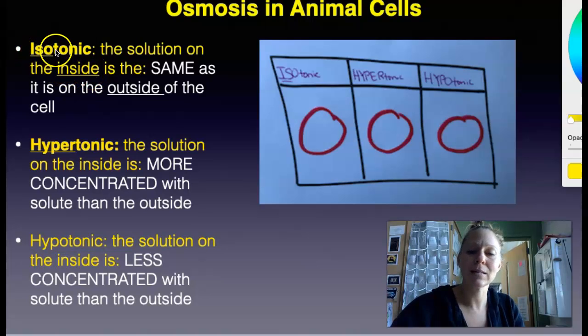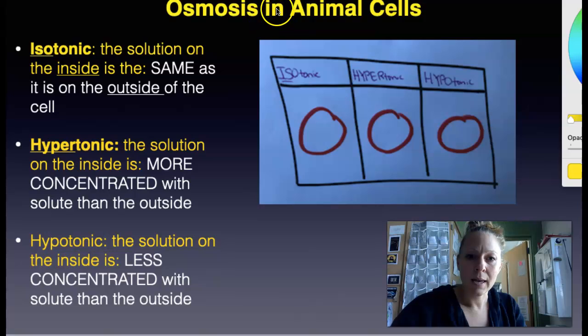So the prefix iso means same. And so the solution on the inside of the cell is going to have the same concentration as the solution outside of the cell. And so here, what we're going to do is let's grab our draw tool, and let's use the color, let's use black. So here, we're going to draw some salt.